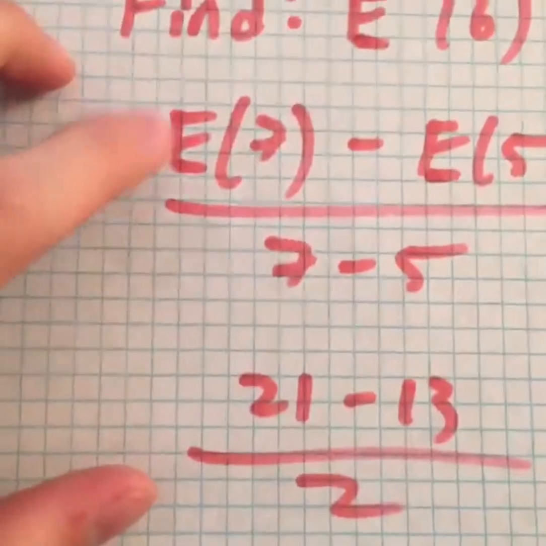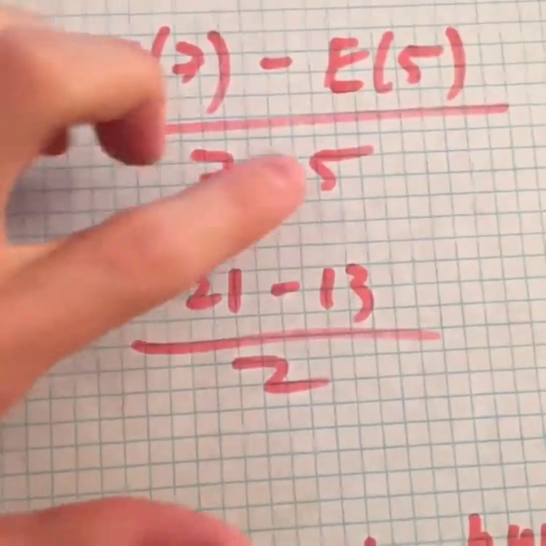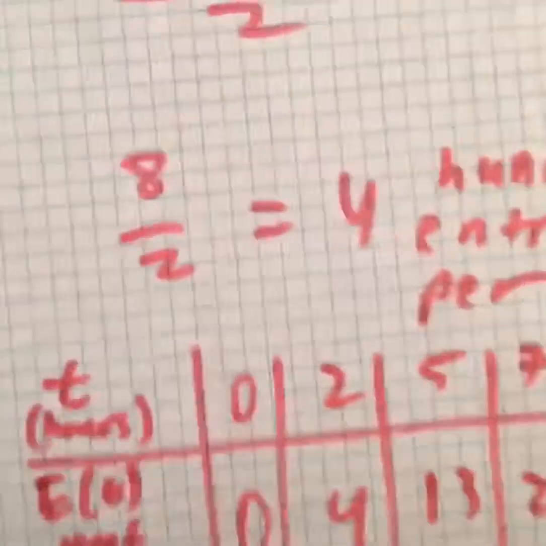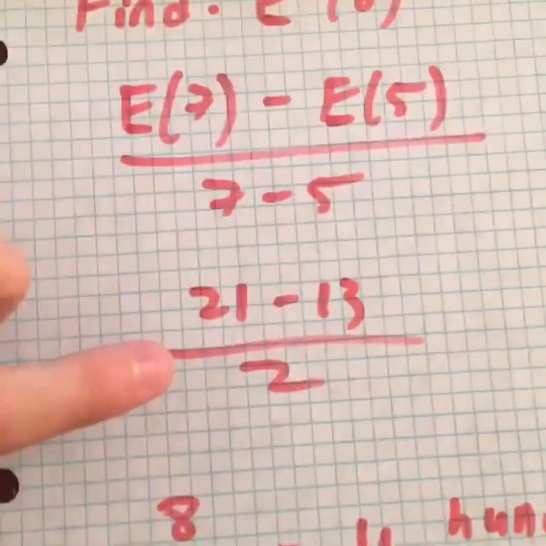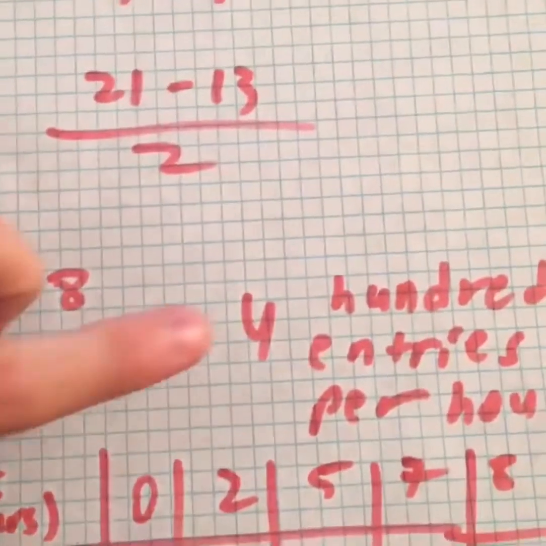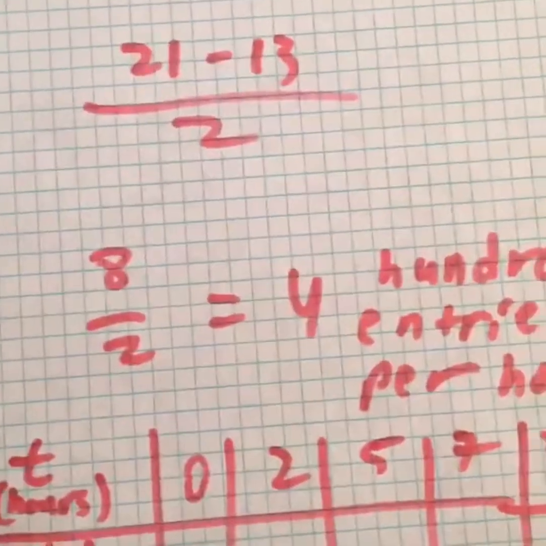So what you do is you do E of 7 minus E of 5, then you take the same values, so 7 minus 5, then you plug everything in, you get 21 minus 13 because you have the values in the graph, and then you just simplify that, 8 over 2, which is equal to 4, and then don't forget your units, hundreds of entries per hour.